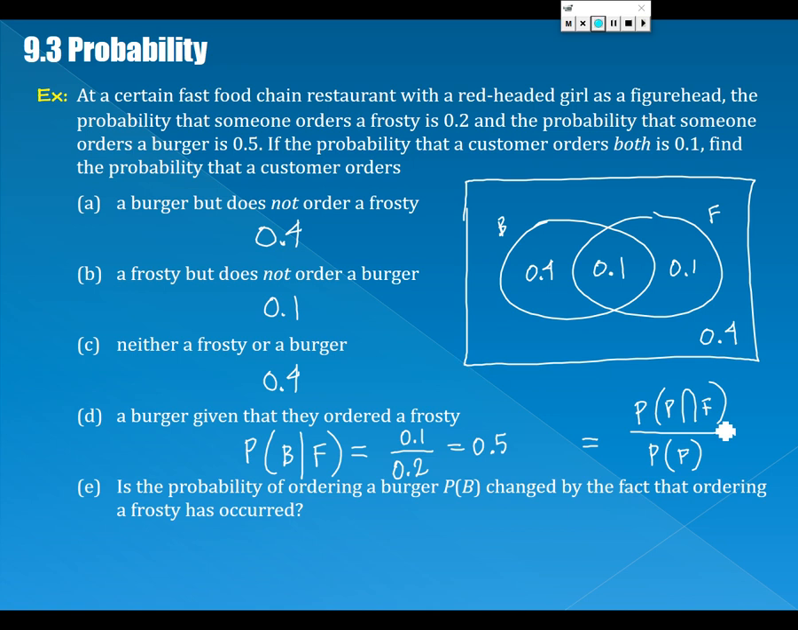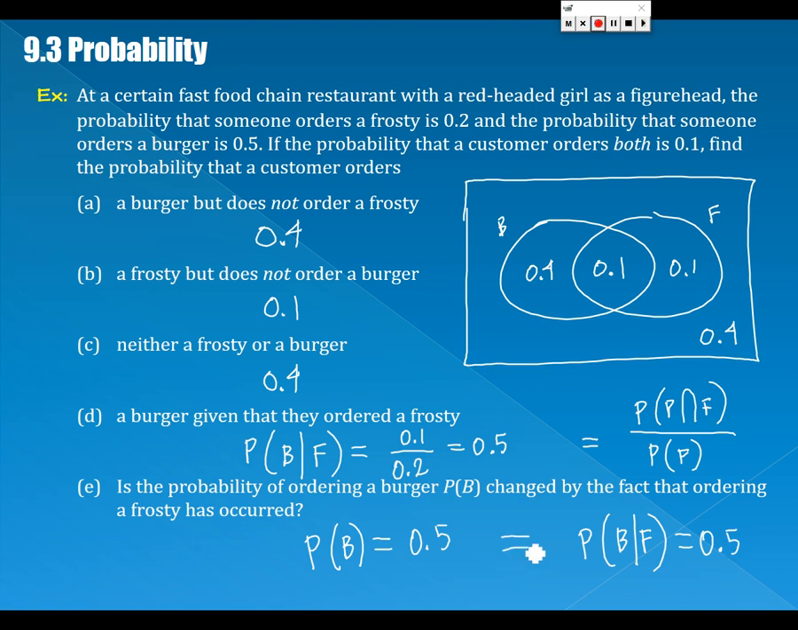And he asks, is the probability of ordering a burger changed by the fact that, like, if someone comes out without anything in their hands, I'm like, what's the probability they had a burger if I don't know anything about them? What is it? Given in the problem, 0.5. And what is the probability of a burger given that I see you have a Frosty in your hand? You have a Frosty in your hand. Therefore, the probability for you is, oh wait, it's still 0.5?